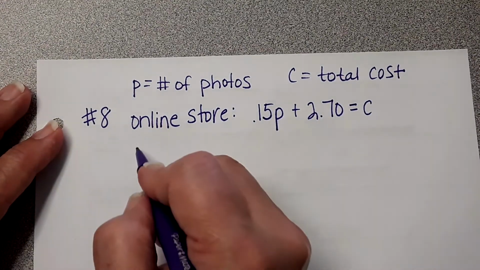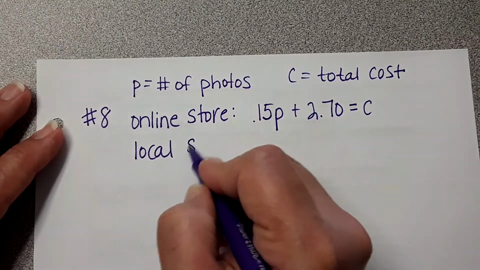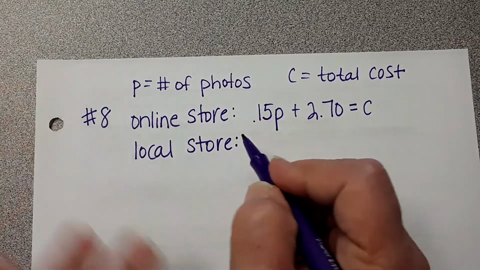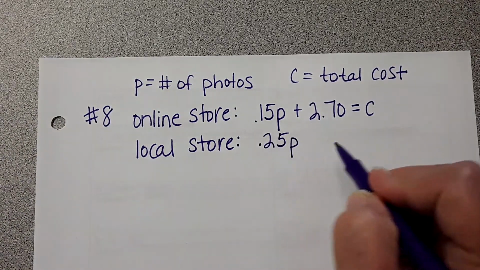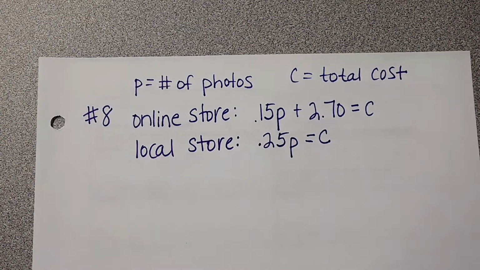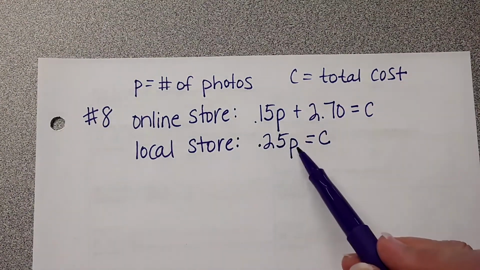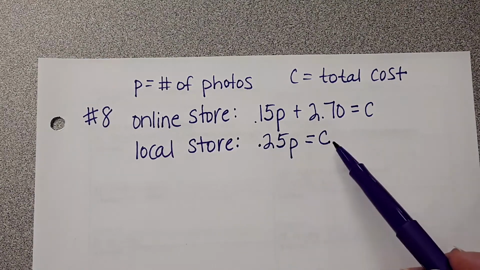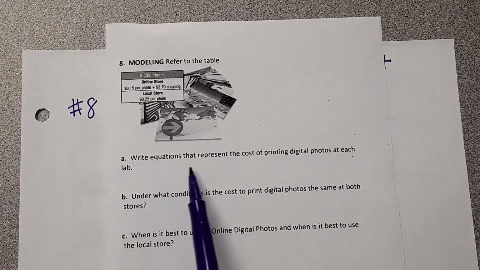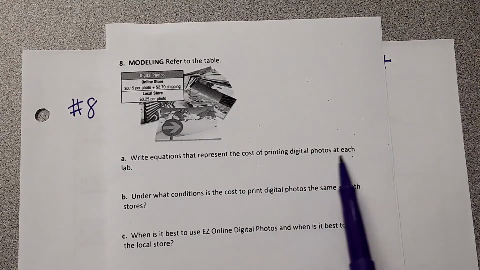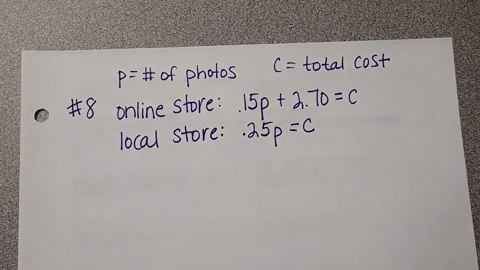Okay, then we have the local store. The local store says that they charge 25 cents per photo, and that's it. Nothing else. It's 25 cents. So if you have 10 photos, you would do 25 cents times 10, and that would equal your total cost. So that's, if you are looking on your notes, that right there says write an equation that represents the cost of printing digital photos at each lab. So that's A.